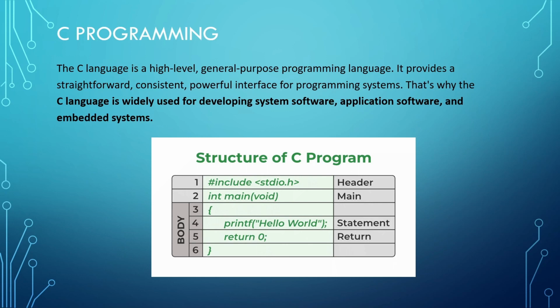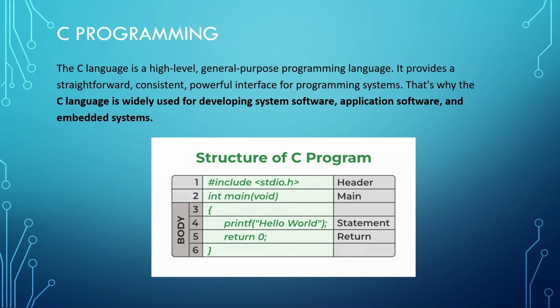So what is the C language? The C language is a high-level general-purpose programming language. It provides straightforward, consistent, powerful interface for programming systems. That's why C language is widely used for developing system software, application software, and embedded system.